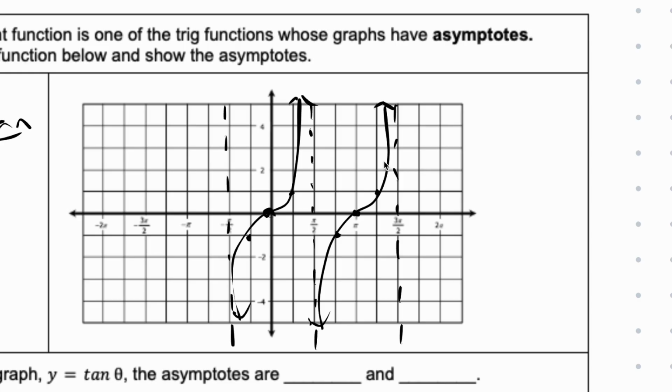Our range is going to be from negative infinity to positive infinity, but at things like negative pi over 2, pi over 2, or 3 pi over 2, when we add or subtract these intervals of pi, we're going to have asymptotes. So given the graph y equals tangent, our asymptotes are going to be pi over 2 and negative pi over 2. Okay.